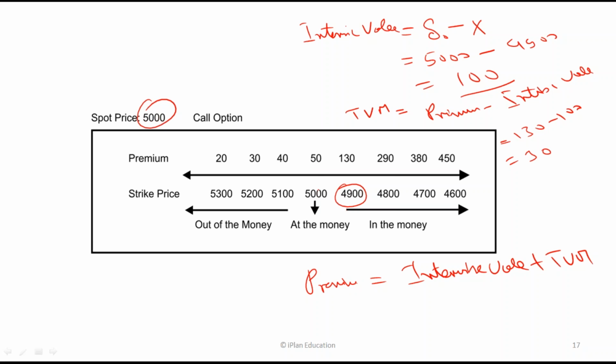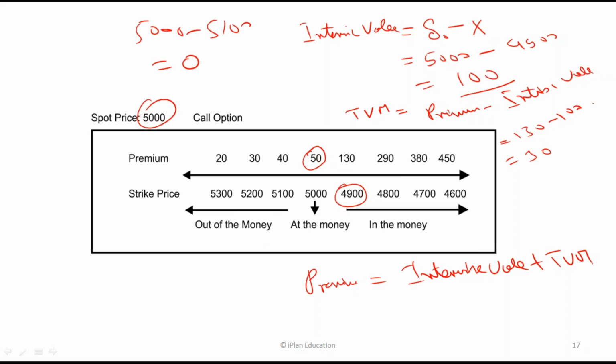So do we have an intrinsic value at the money? No, because the spot is 5,000 and the strike is 5,000. So spot minus strike is zero, so no intrinsic value. So here the premium is entirely time value of money. If I talk about the out of the money contract 5,100, the spot is 5,000 and the strike I am taking is 5,100. Now intrinsic value cannot go negative. It can be up to zero.